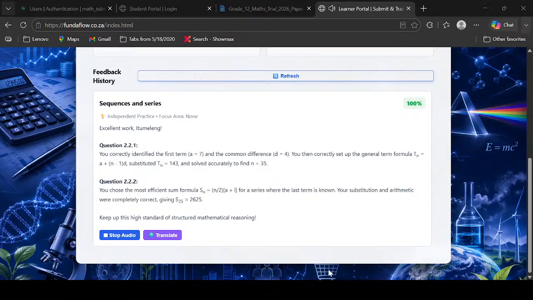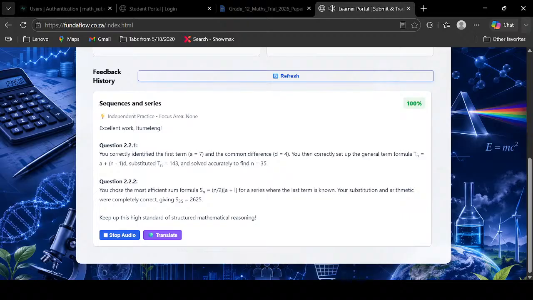Question 2.2.1. You correctly identified the first term, a equals 7, and the common difference, d equals 4. You then correctly set up the general term formula Tn equals a plus (n minus 1)d, substituted Tn equals 143, and solved accurately to find n equals 35. Question 2.2.2. You chose the most efficient sum formula, Sn equals n/2 (a plus l), for a series where the last term is known. Your substitution and arithmetic were completely correct, giving S35 equals 2625. Keep up this high standard of structured mathematical reasoning.